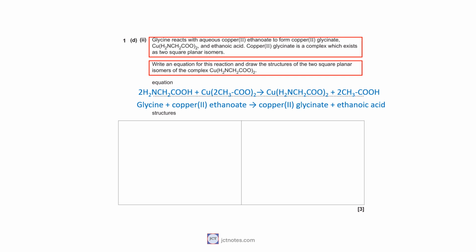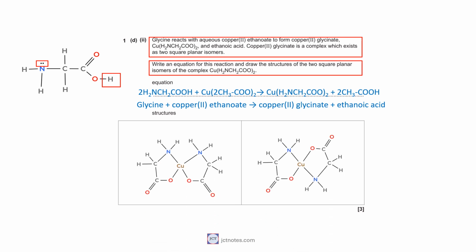The structure is planar and the ligand is bidentate. One bond is a coordinate covalent bond from the lone pair of the amine group, NH2, to the copper, and the other is a copper-oxygen bond from the carboxylic group. The isomers are going to have the same ligand next to each other or on the opposite side.